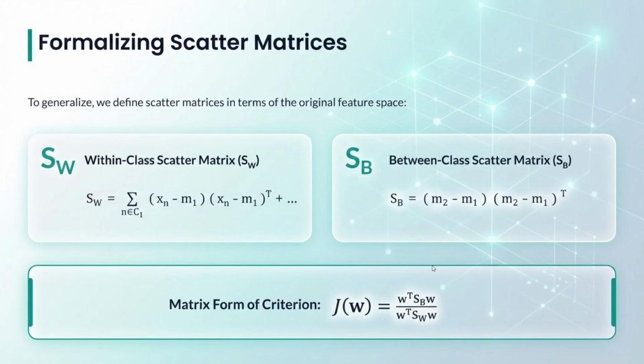So what does this ratio tell us? We always want to maximize the separation between these two classes, so we want to increase our numerator, and we always want to minimize the scatter, so we want to decrease our denominator. Overall, we want to maximize this value, because we want to maximize the numerator and minimize the denominator.